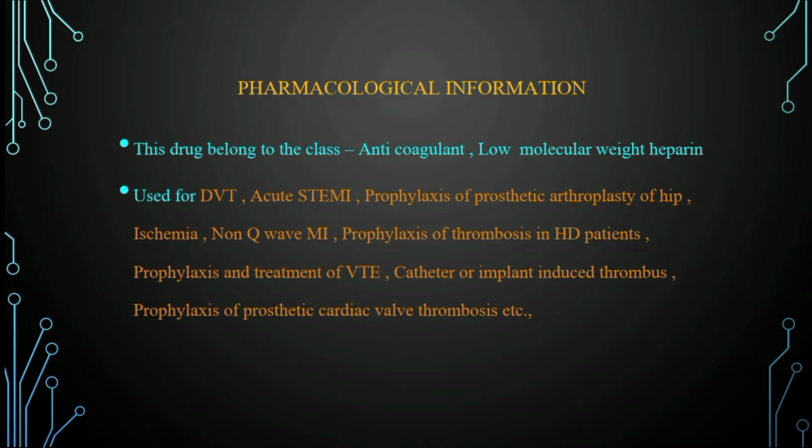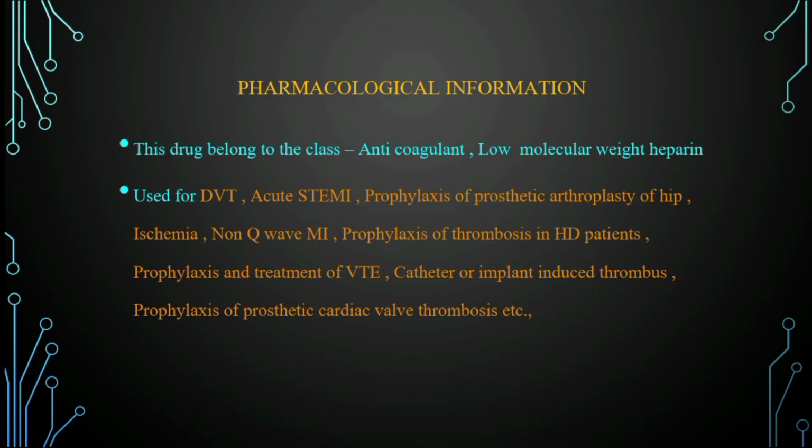VTE means venous thromboembolism. This venous thromboembolism is a collection of two disorders. One is DVT and another one is PE. DVT means deep vein thrombosis. The clot will be formed within the deep vein in the legs. When compared to this, in pulmonary embolism the clot travels towards the lung. So this drug, enoxaparin, is used in DVT and also in combination disorders like VTE.